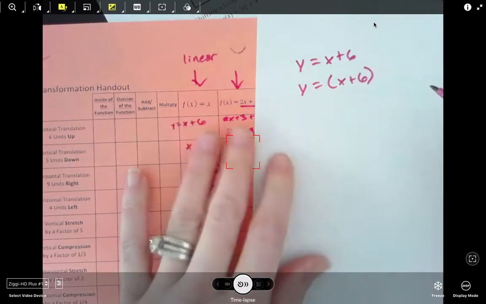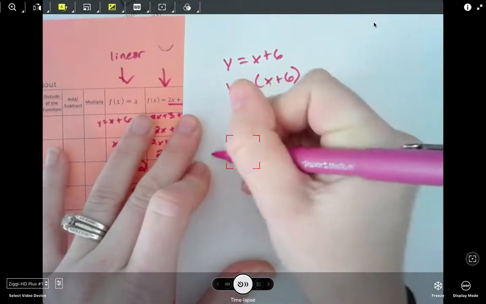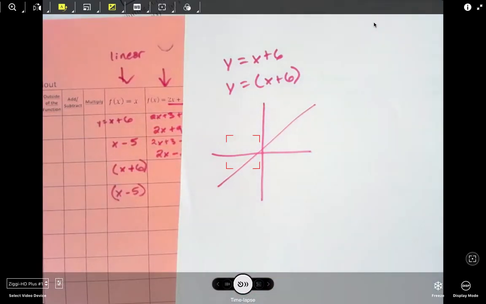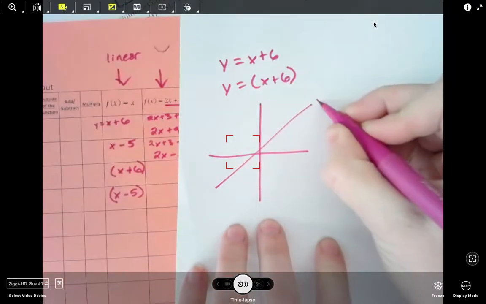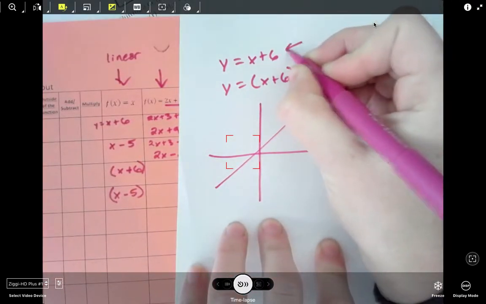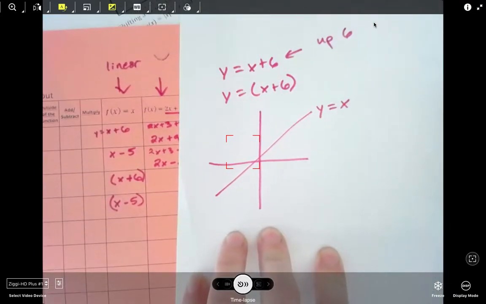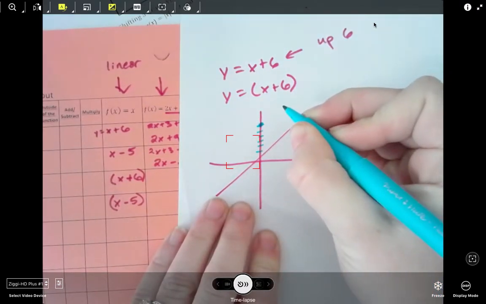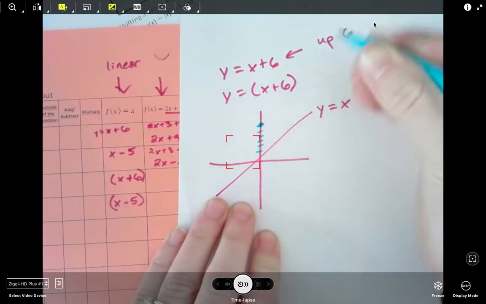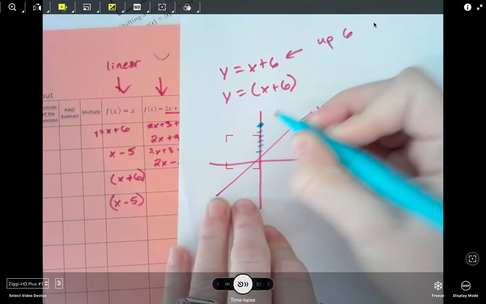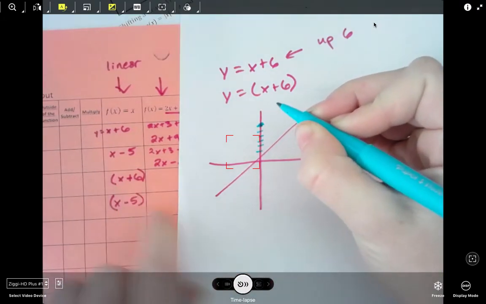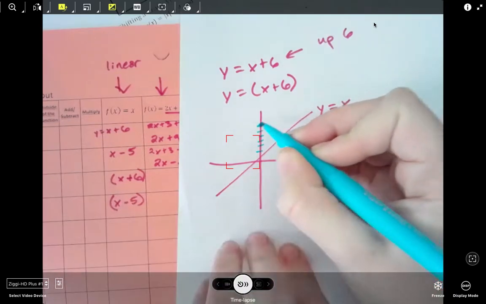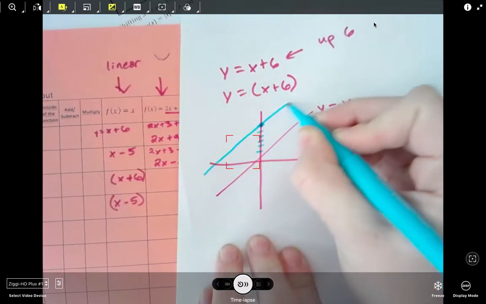okay? And the reason for that is this, all right? A linear function looks like that. That's just the original y equals x, okay? Now this one says up 6, right? So if I move this up 6, it will look like this. 1, 2, 3, 4, 5, 6. Oh shoot, I didn't do those right because that was 9 and 4. But anyway, up 6 looks like this.